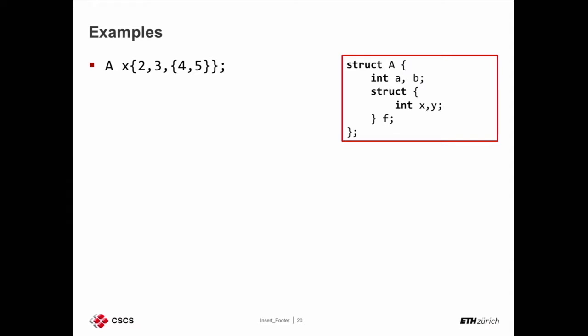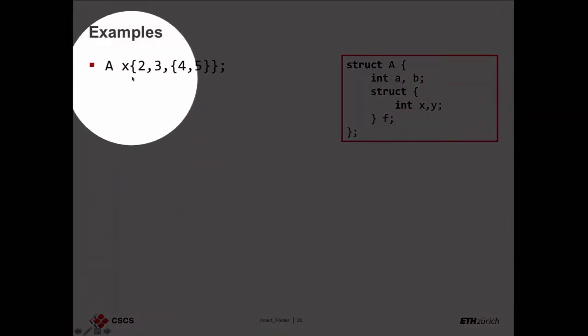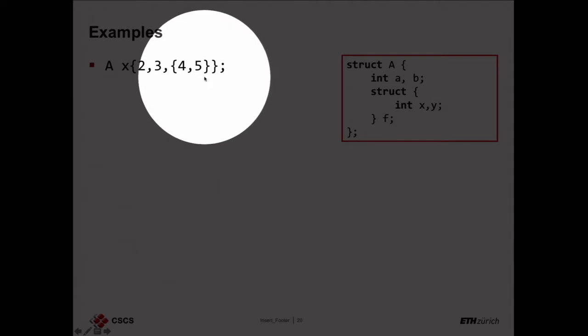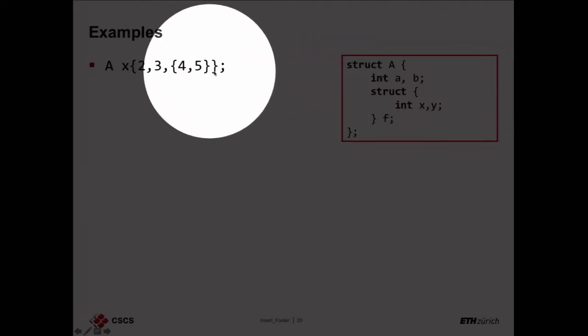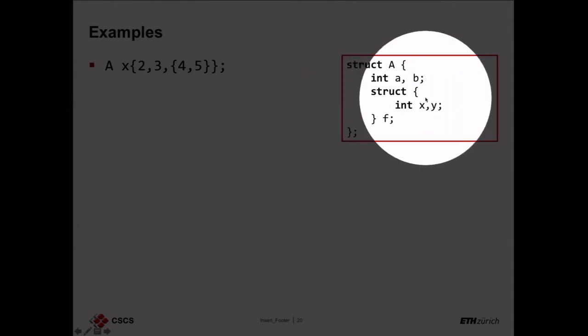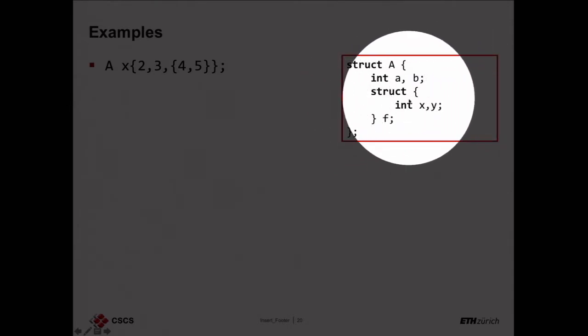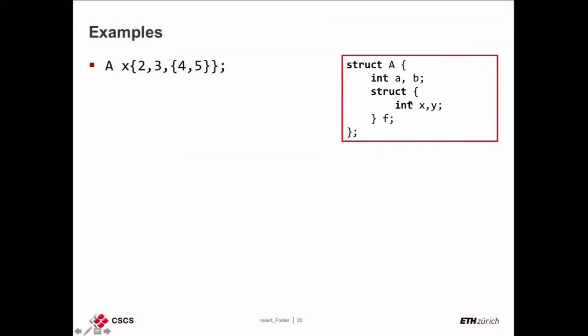This one is an example of a struct initialization. So this is a struct, and I can initialize A to 2, B to 3, and then the YX of the inner struct to 4 and 5. And you see this struct doesn't even have a name, right? But I can still put values in there. Well, it has a member, sorry, it's F, but the type doesn't have a name.